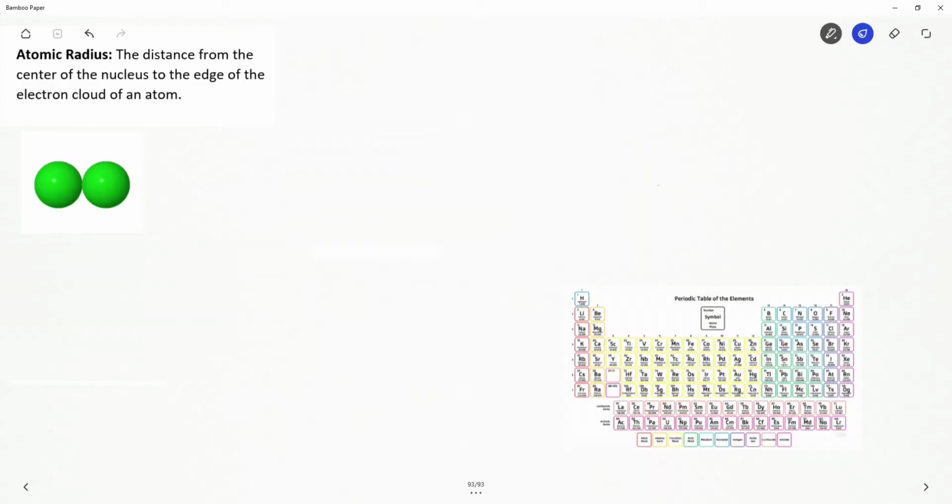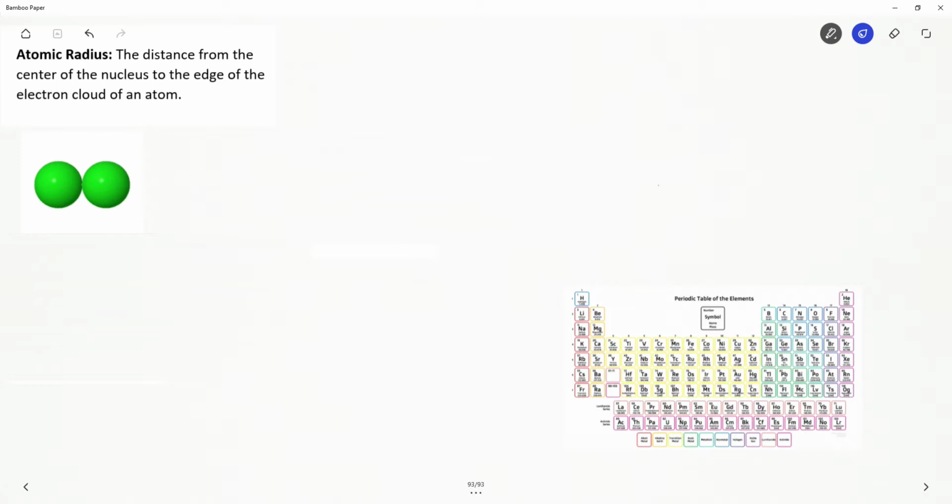In this video, we are going to identify trends in atomic size. So keep your periodic tables handy, and we are going to see what an atom's location can tell us about how large or small it is. The atomic radius of an atom is defined simply as the distance between the center of the nucleus and the edge of the electron cloud.